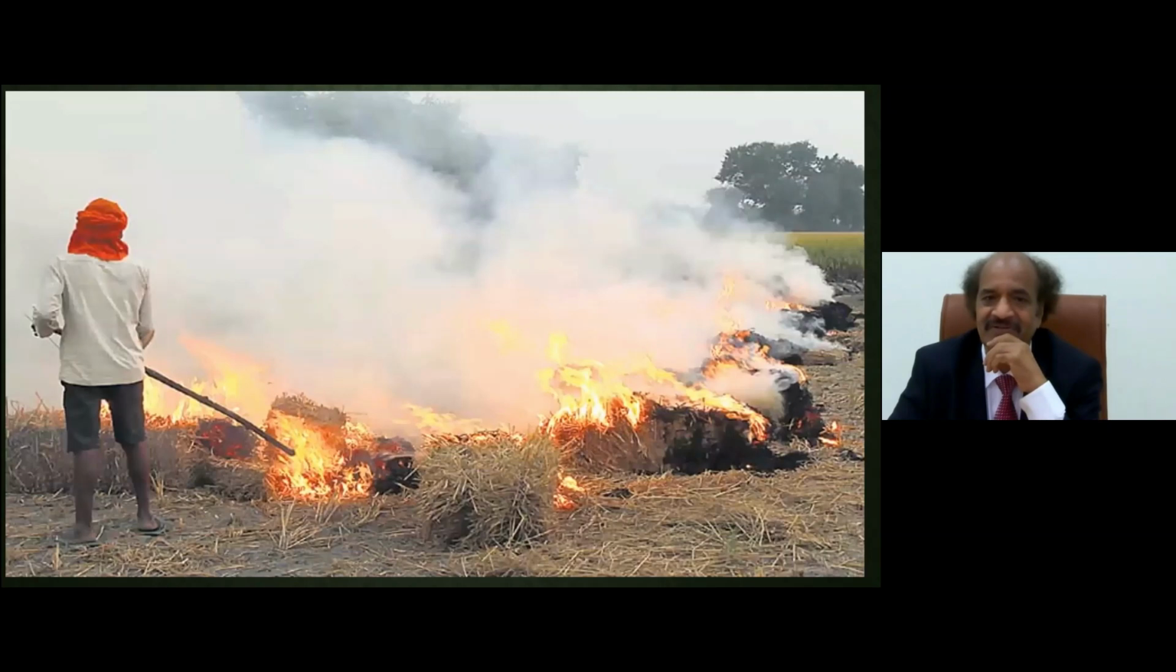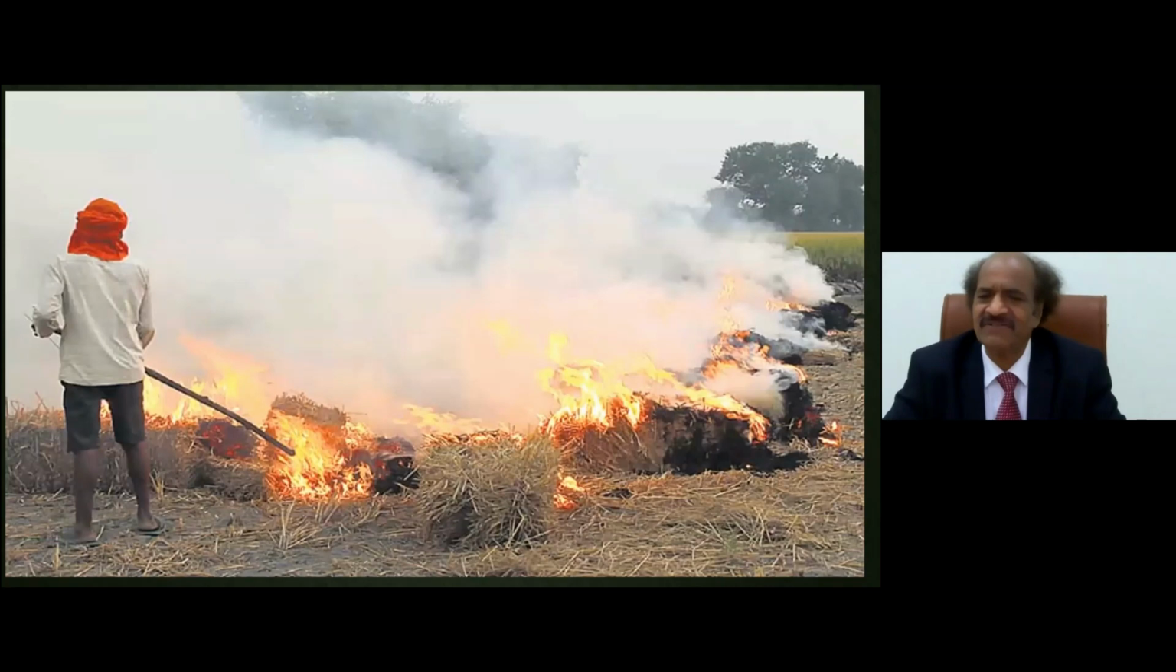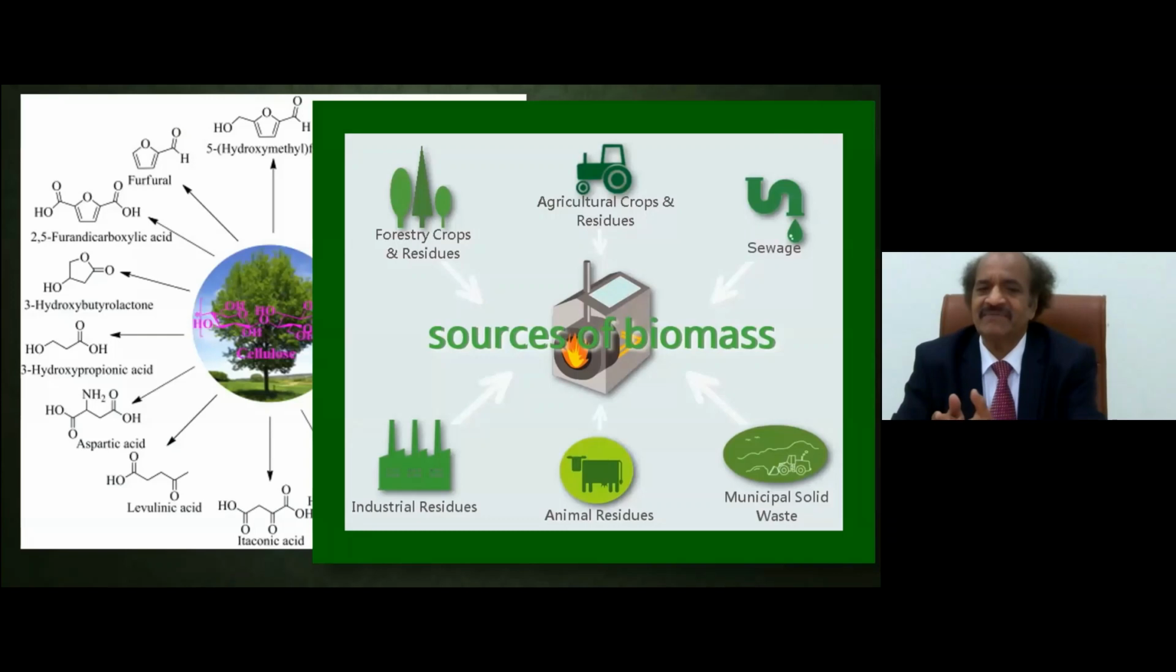At the same time, this is a regular picture in North America. And these days you cannot go to Delhi because there is so much fog. The flights are always delayed. It's particulate matter because the farmers are burning straw. Actually, this is a stubble burn. This is something like 350 million metric tons of this agri-waste. Can we not convert that into something else? So this is what it is. So biomass should be a source of chemicals and materials.